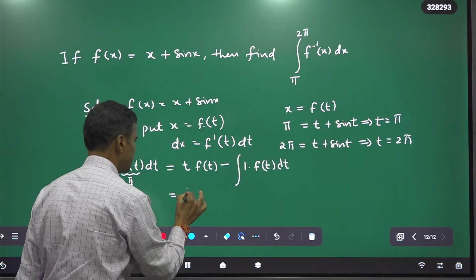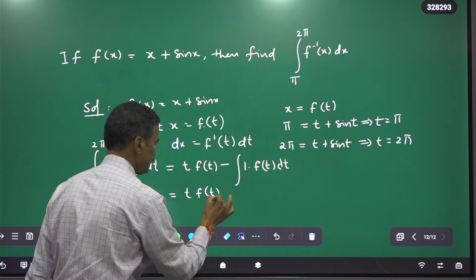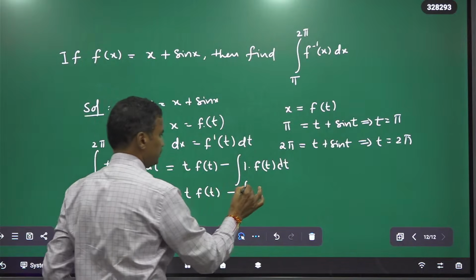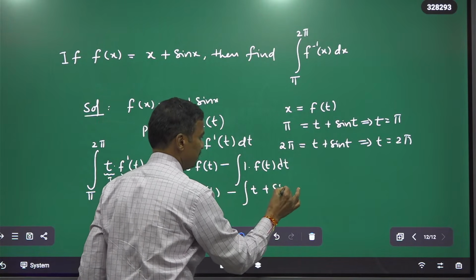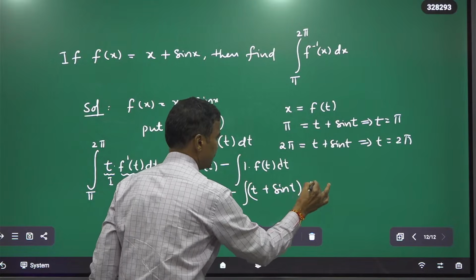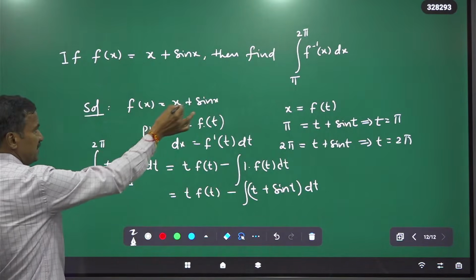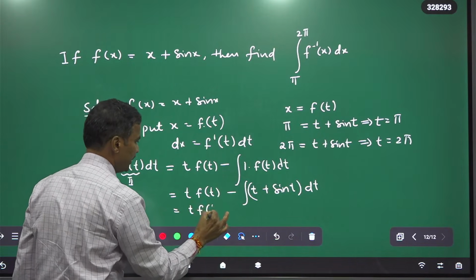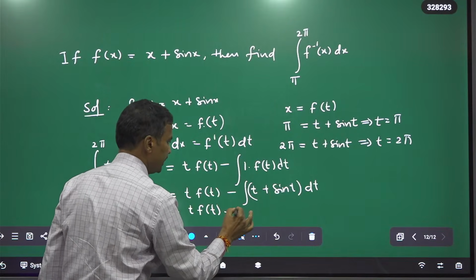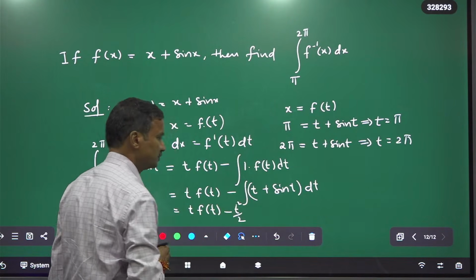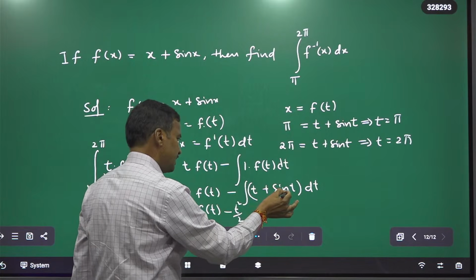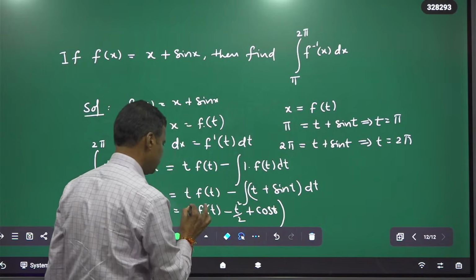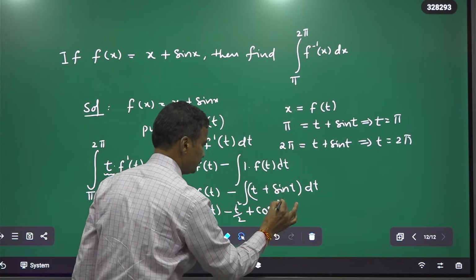Therefore, that is t into f of t minus the integral of f of t, which is t plus sin t dt, because f of x is x plus sin x, given. Now it is t into f of t minus, the integration of t is t square by 2, the integration of sin t is minus cos t, and minus of minus gives plus cos t, with limits pi to 2 pi.